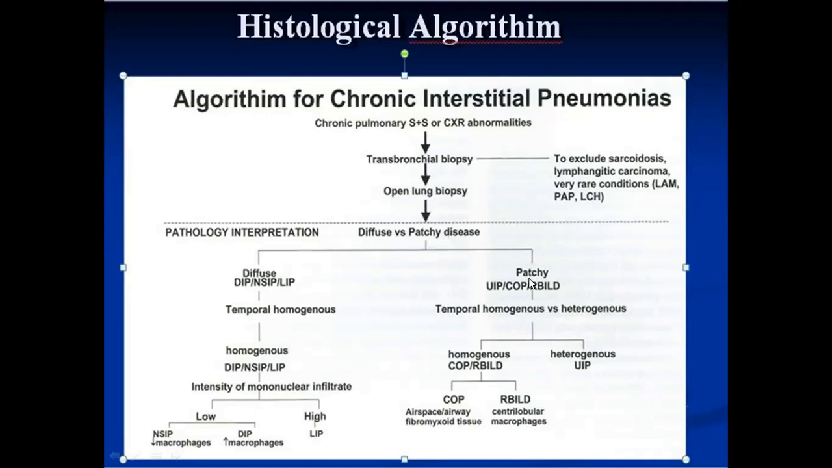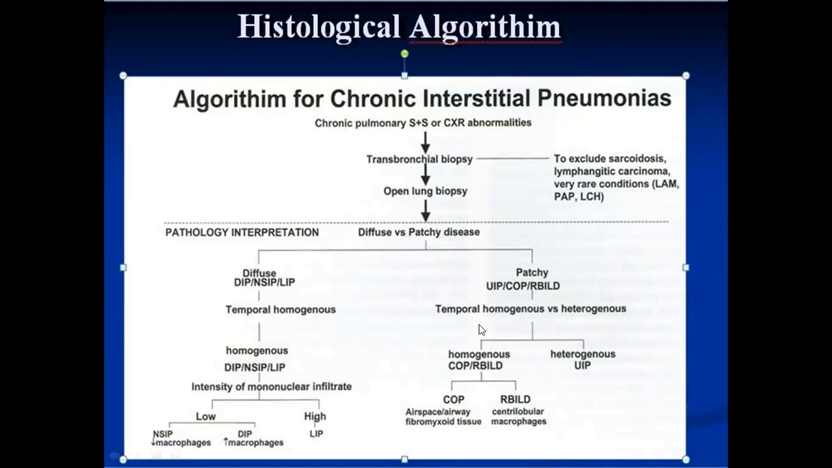If the lesion is present in a patchy manner, we have our top three differentials. One is the UIP, which we already discussed. Second is the COP, which is the cryptogenic organizing pneumonia. Cryptogenic organizing pneumonia is a clinical term. It simply implies that the cause of the organizing pneumonia is idiopathic or not known. So basically, it is used by the clinical team rather than by the pathologist. And the third differential is the RBILD.